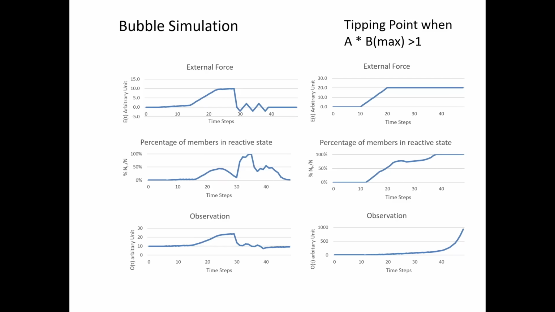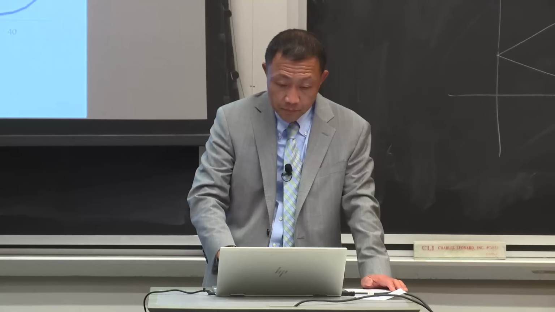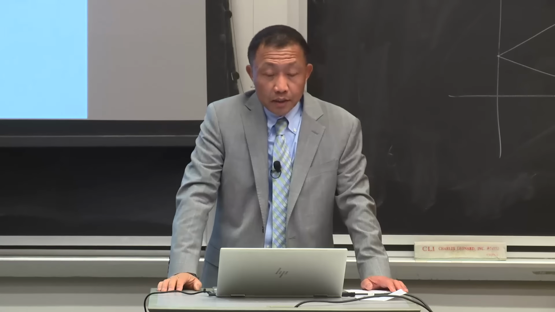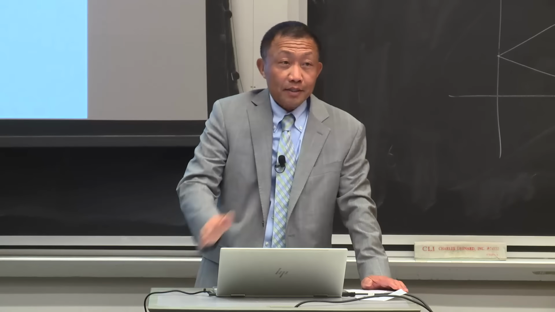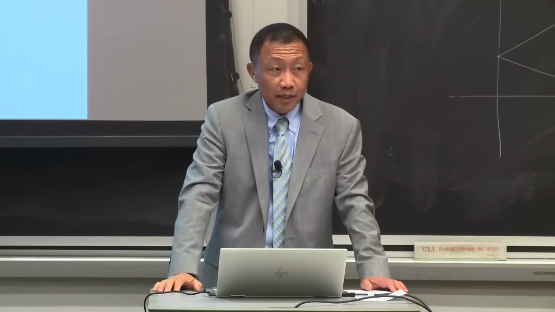So the whole crowd becomes synchronized. The observation basically shoots through the roof. So it becomes a very unstable system. So that's the bubble at that point. When the system becomes unstable, your bubble will burst. So that's the part of the crowding behavior.